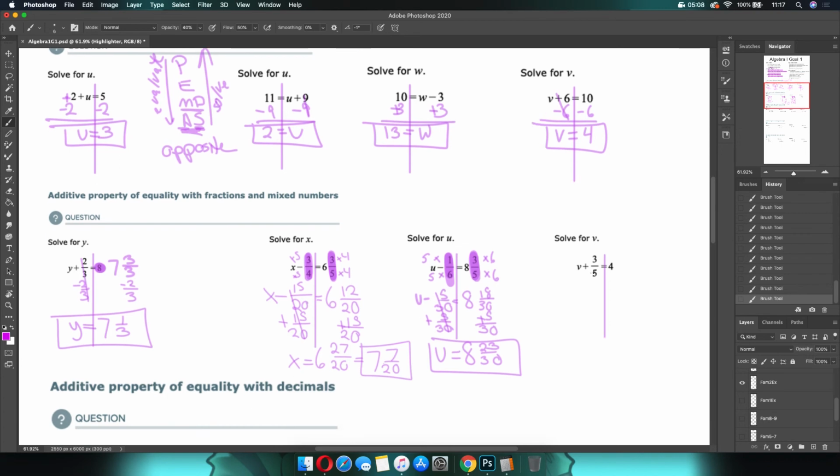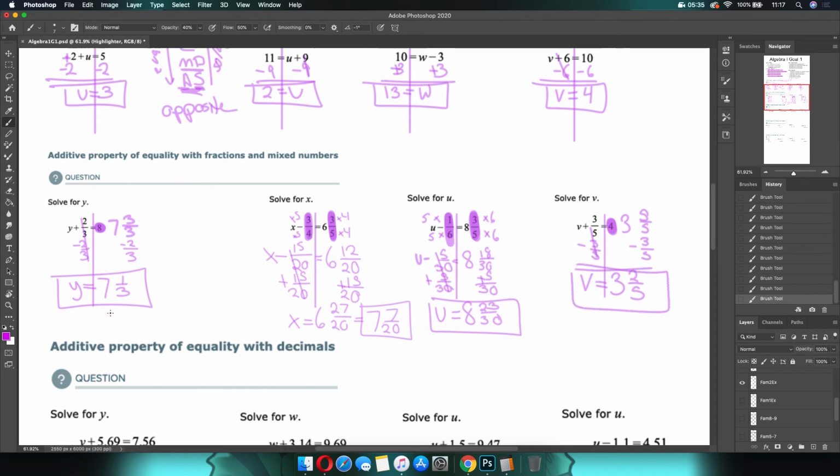So let's see here. Again, I don't like that this is a whole number, so I'm going to block this out a little bit, and I'm going to rewrite it as 3 5/5, just to make it a little bit easier when you go through. So minus 3/5, minus 3/5, V equals 3 2/5, and there's my answer.